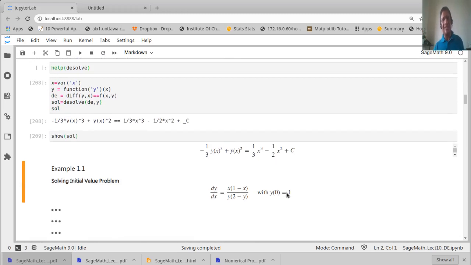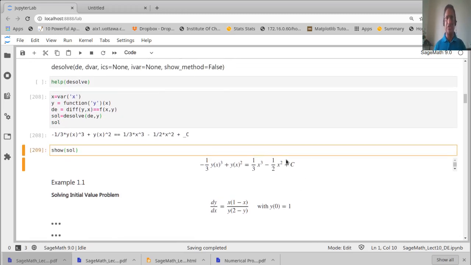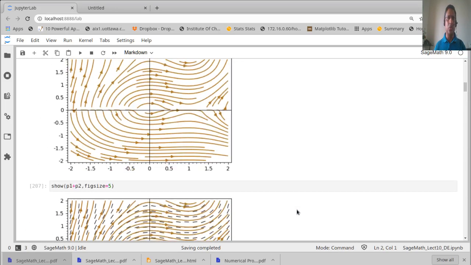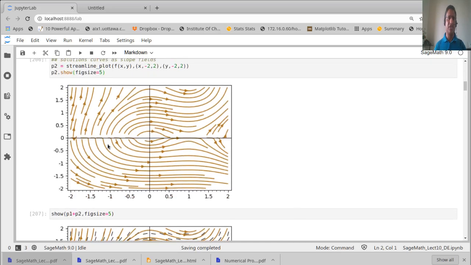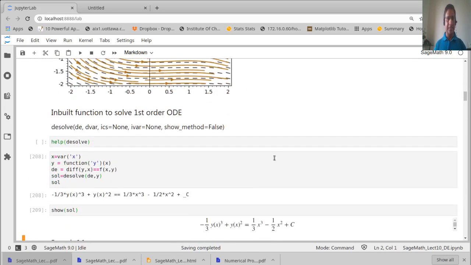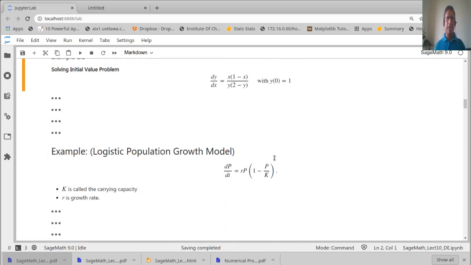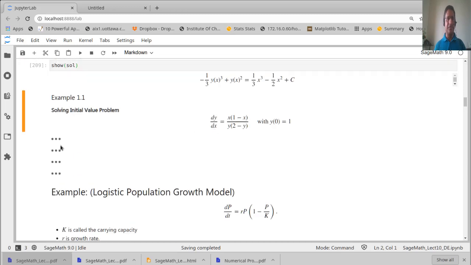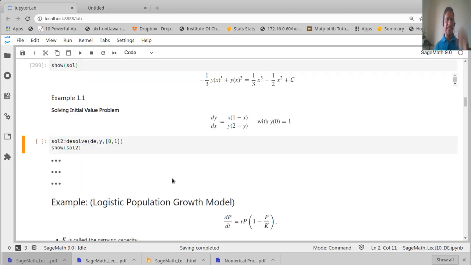Now let us put an initial condition to this differential equation. So let us say y at 0 is equal to 1. Okay, y at 0 is equal to 1. We already know from this streamline plot, or plot vector field, how this solution curve is going to look. So for example, this seems to be y equal to 1, so this is how the curve will look. But let us verify the same. Okay, so this is the differential equation. Now let us put the initial condition.